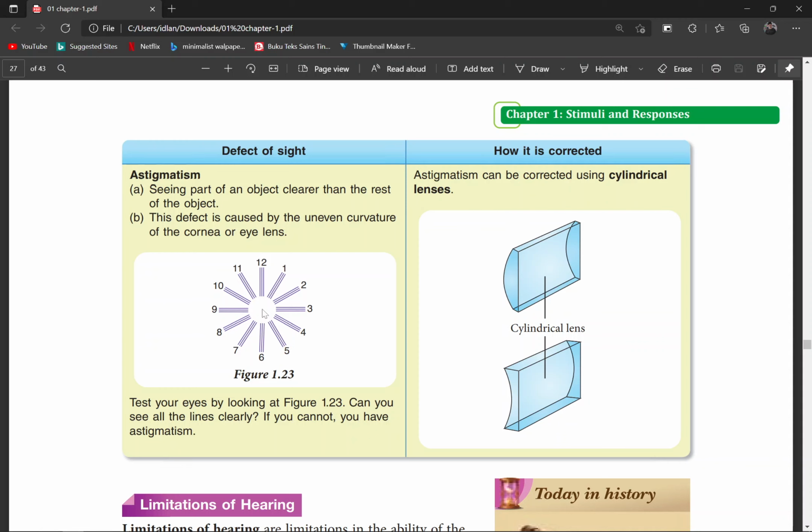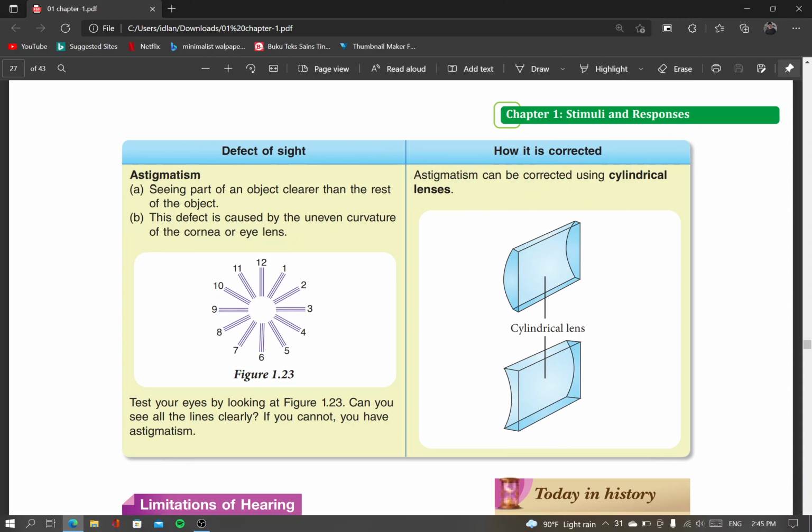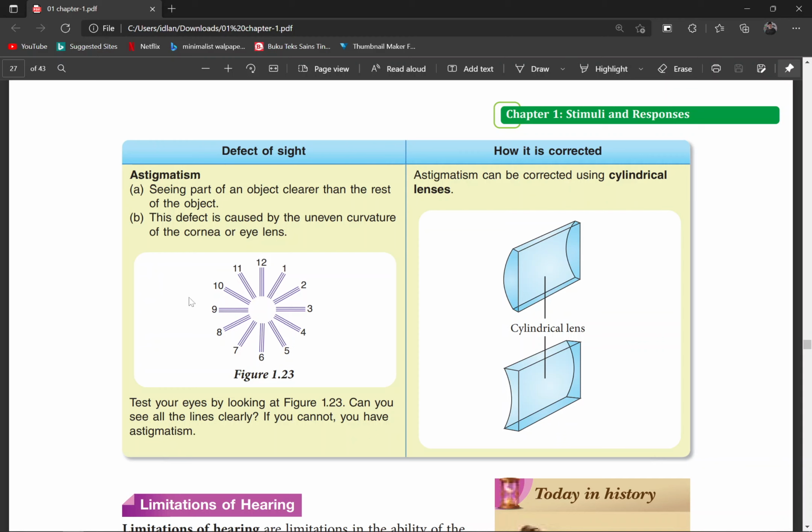Okay, this defect is caused by uneven curvature of the cornea or eye lens. Maksudnya bila eye lens tu dia refract and focuses light onto the retina. Bila uneven, ada light yang masuk awal, ada yang masuk lambat. Sebab tu lah dia uneven. Sebab tu kita boleh nampak yang ni kabur, ni jelas.